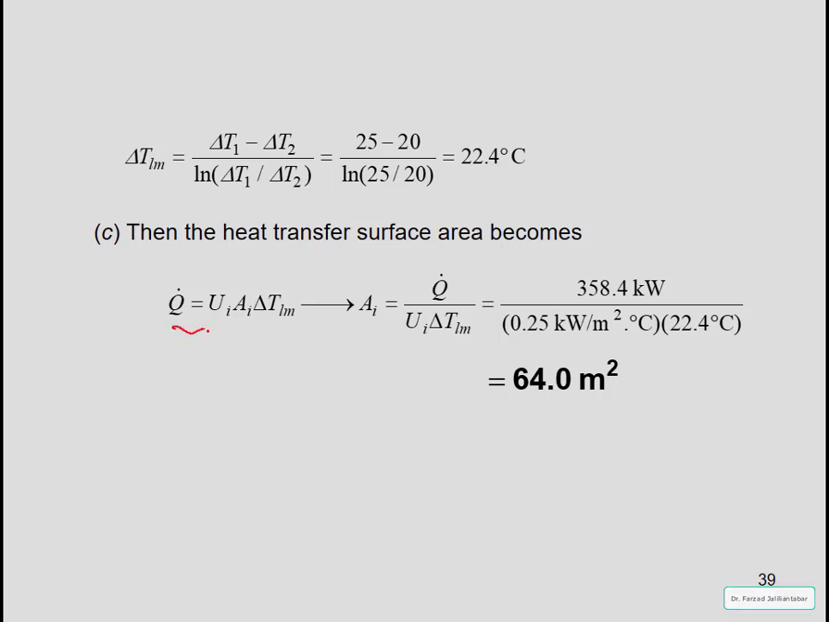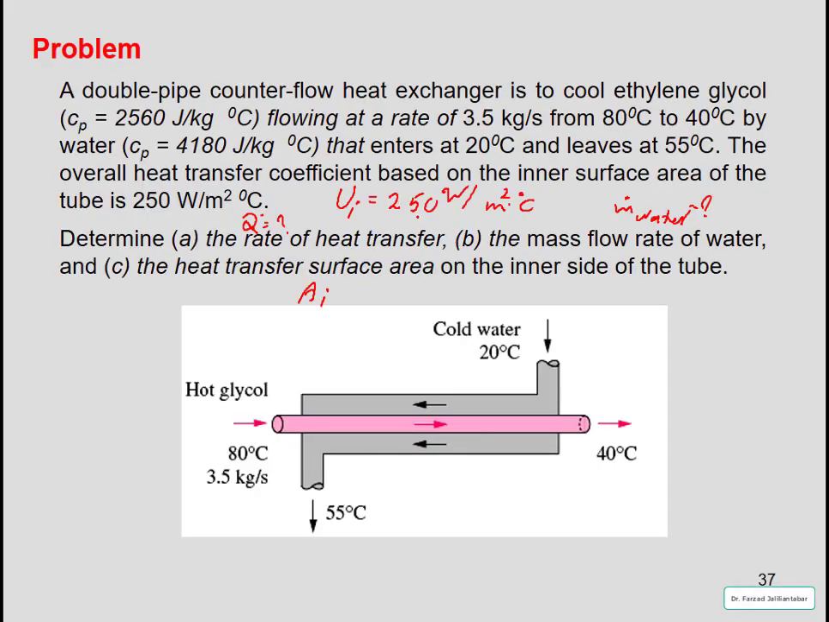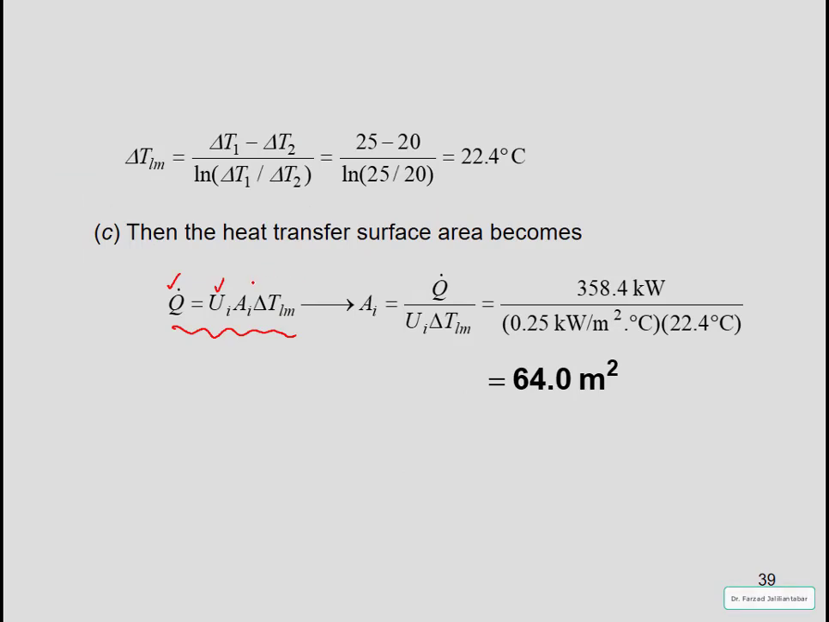So we can use this general equation to find any of the parameters in the equation. Q dot is already known, we have calculated. UI was given, if you remember, in the question. This is UI, and AI is unknown. Delta Tm, which is the log mean temperature difference, is a parameter which we can calculate by this equation.